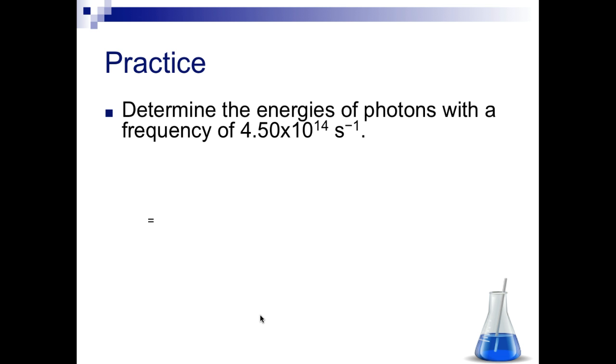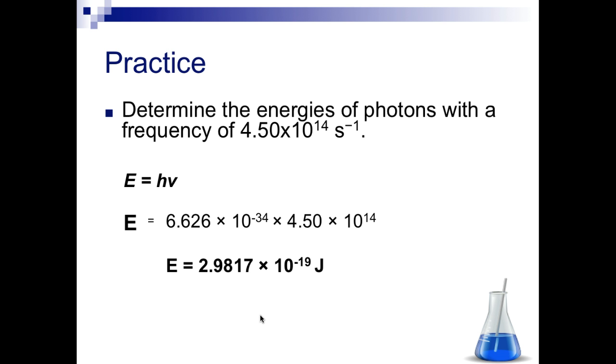Try practice. Determine the energies of photons with a frequency of 4.50 times 10 to the 14th. Pause the video, unpause when you're ready. Great, well, what did you get? You should have used this equation. E is going to equal Planck's constant times our frequency, and we get 2.98 times 10 to the minus 19th joules. Awesome.